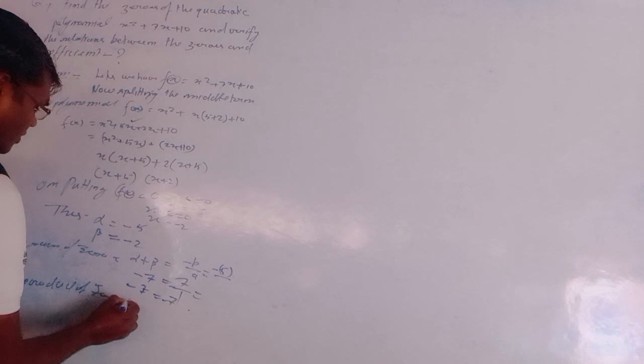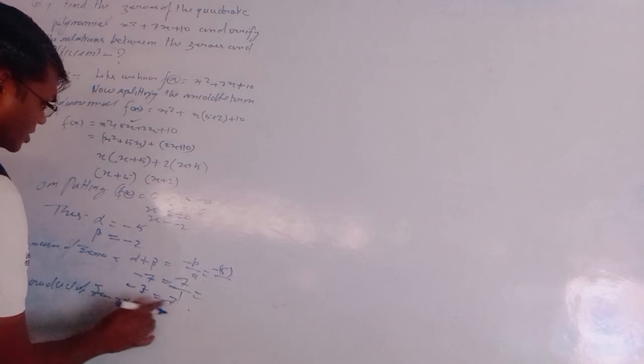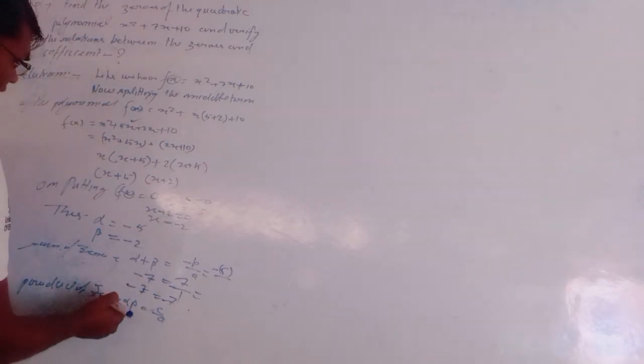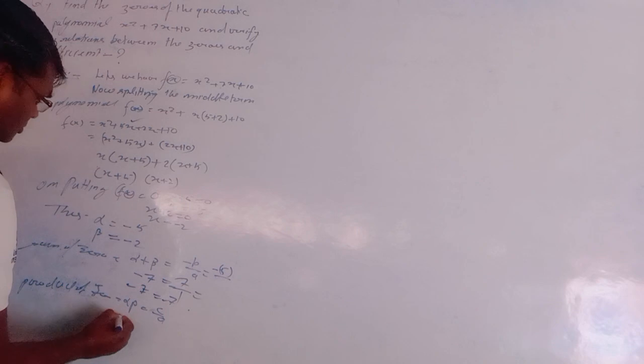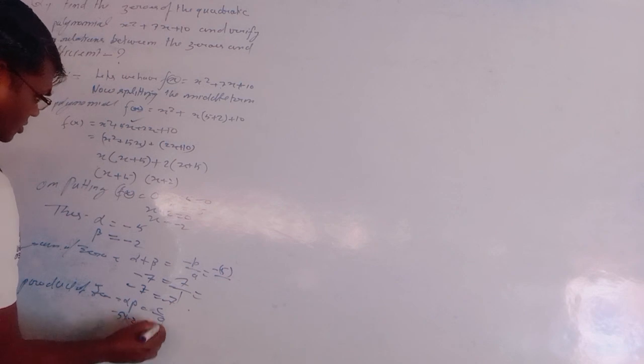Now the product of zeros. Alpha into beta is equal to c by a, where c is the constant term. So the product of zeros is 5 into minus 2, which is equal to the product c by a; the value of c is given here.